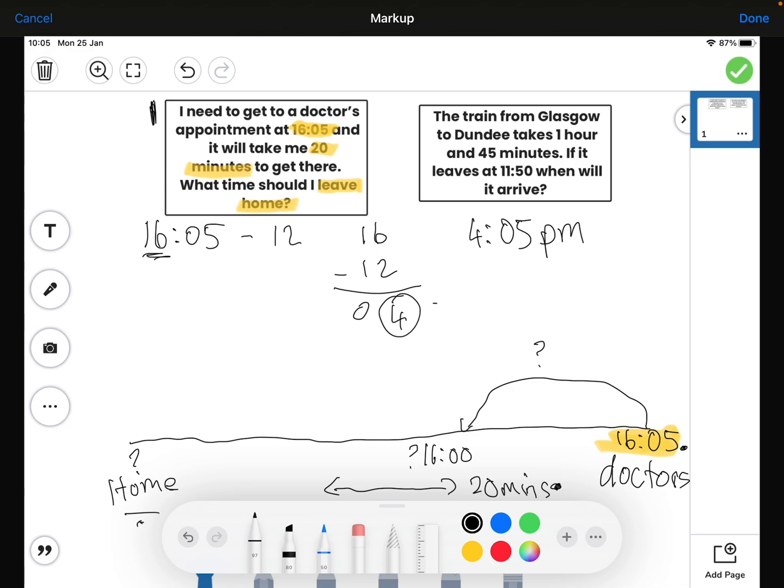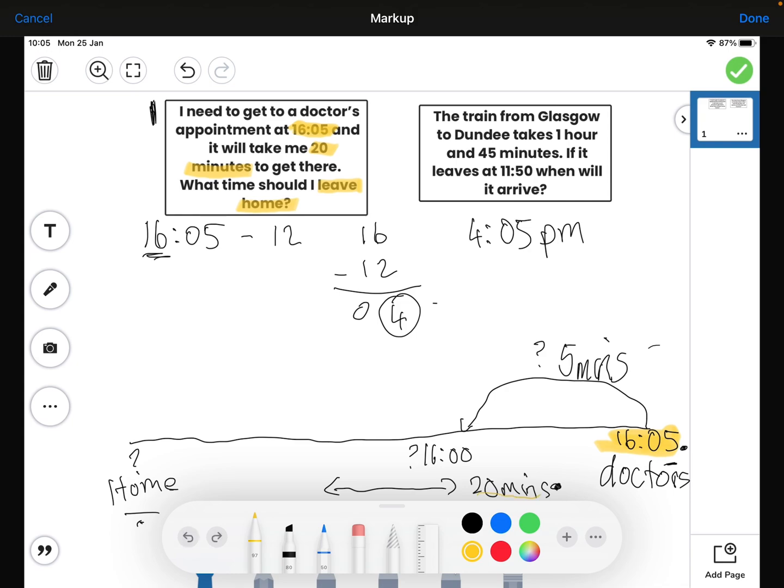Now, to get to the 4 p.m., what do we need to take away? So I'm looking at the minutes because we want to get to that. We're crossing over the 4 p.m. to find out. Now, I can see that it's 5 minutes. I need to take away the 5 minutes to get to the 4 p.m. Now, I've taken away the 5 minutes, but it does take me 20 minutes to get there.